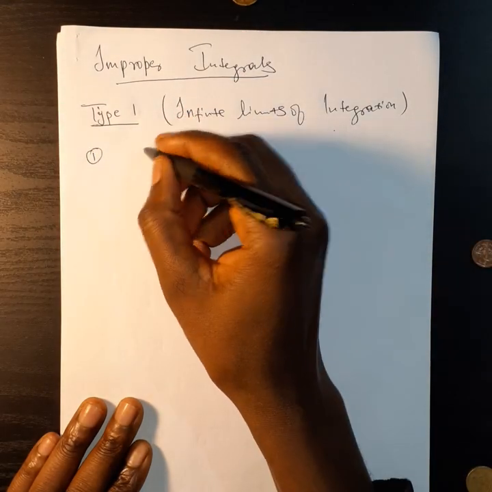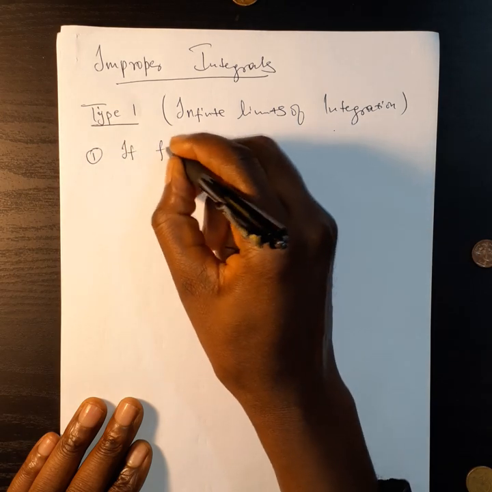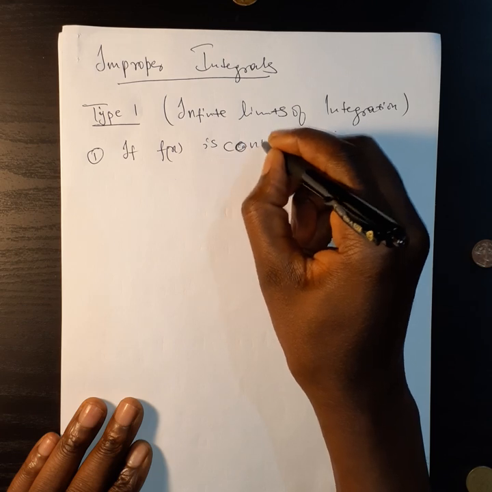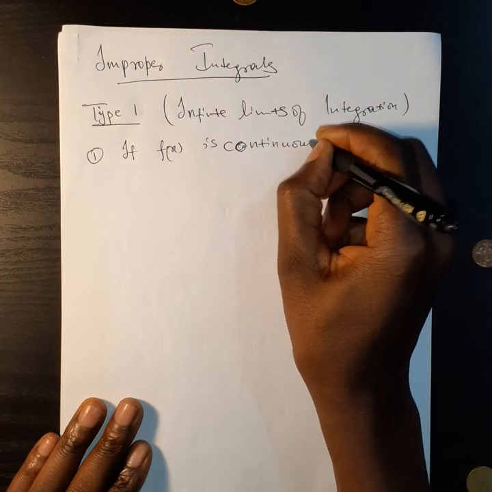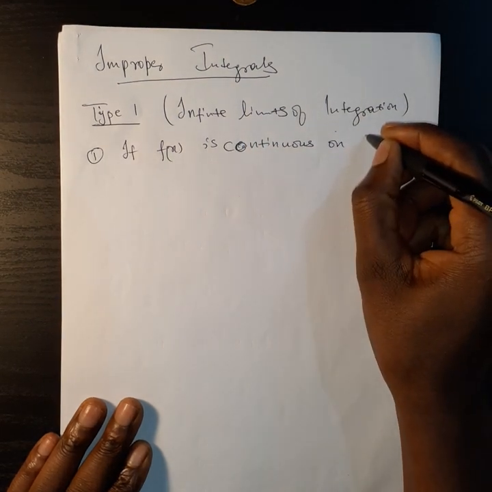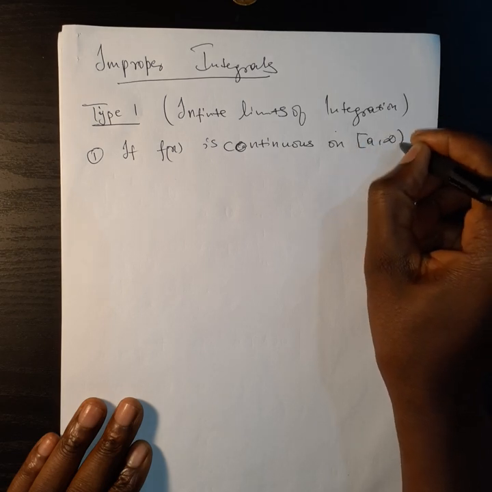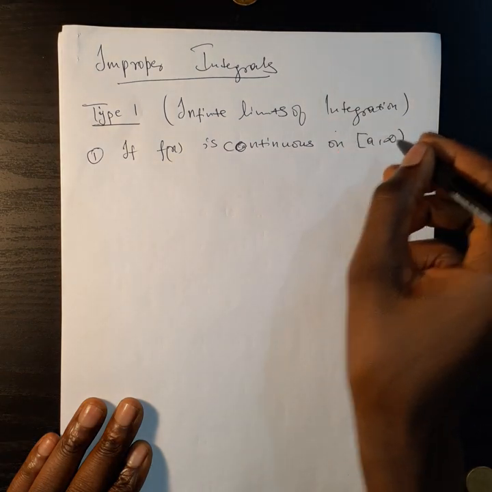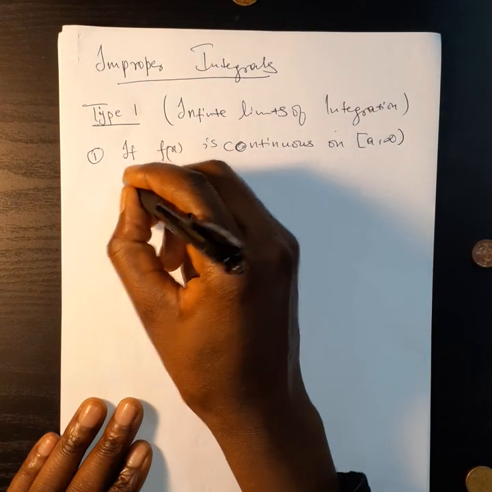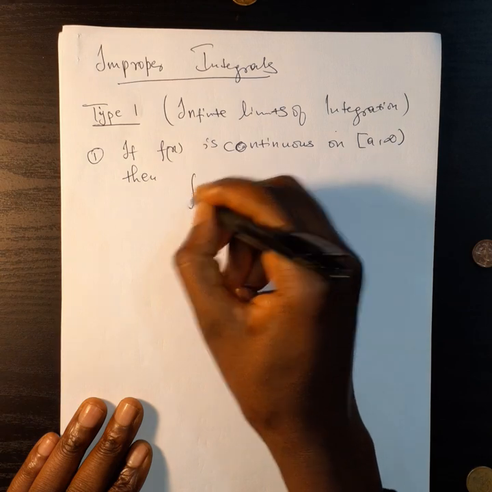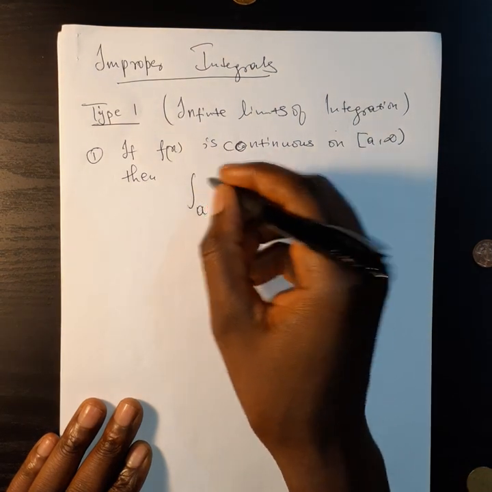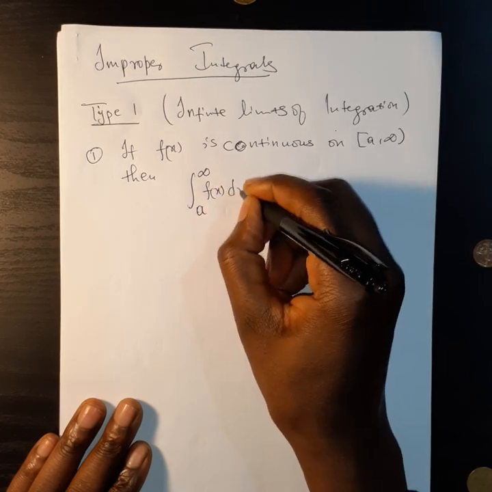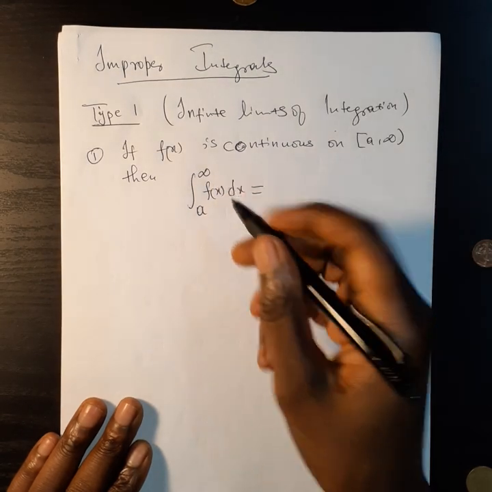Number one, you will find that sometimes f of x is continuous on an interval a to infinity. If f of x is continuous there, then we can talk of the integral from a to infinity of f of x dx. Then how do we evaluate this?